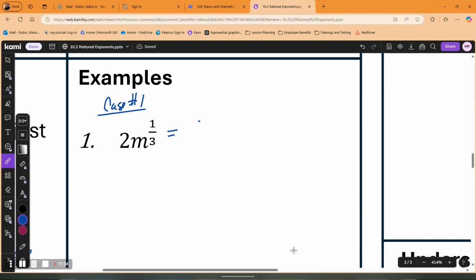So this is going to be, I write the 2 out here, then the square root symbol, the m goes inside, the 3 goes out here. So it's 2 times the third root of m. Okay, so remember, the denominator goes out here in front of the radical, and this number goes inside the radical. And 2 is just a coefficient, so it stays the same.